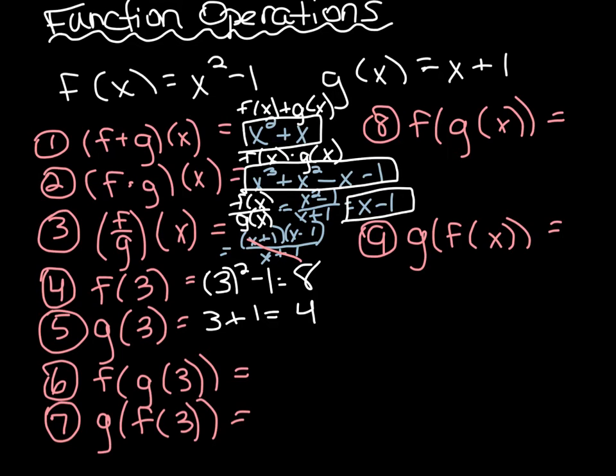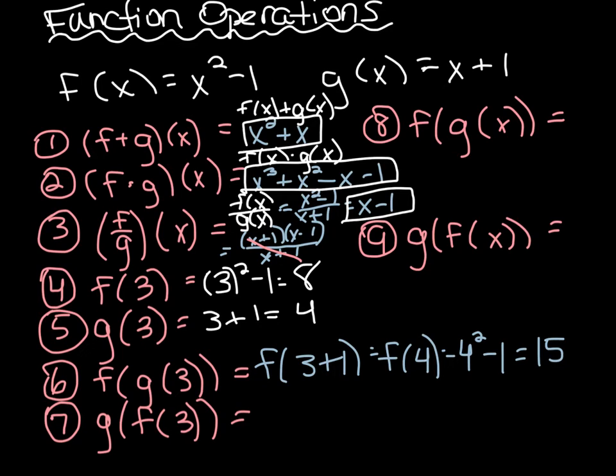F of g of 3 means I'm going to start from the inside and work my way out. So I'm going to do g of 3 first, and the f is going to stay on the outside. So g of 3 would be 3 plus 1. So that gives me f of 4. And now I'm going to take the 4 and plug it into the f function. So that's going to be 4 squared minus 1, which is 15.